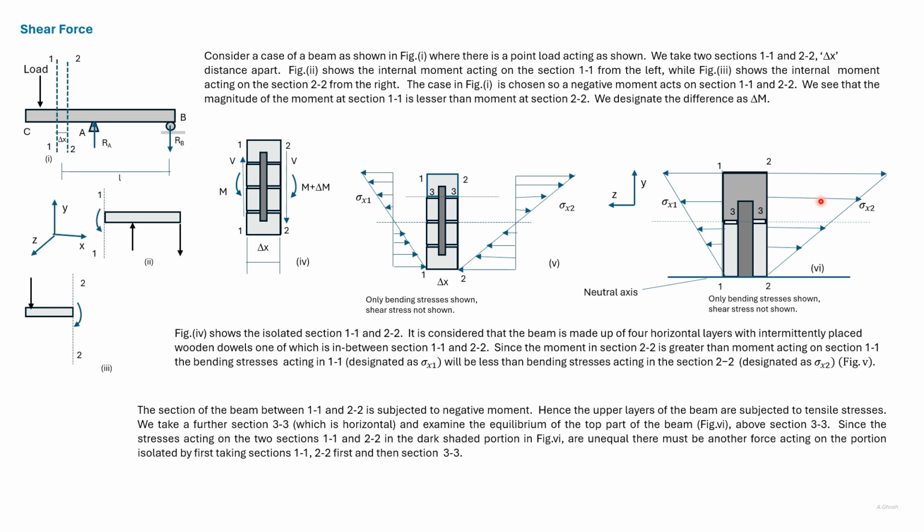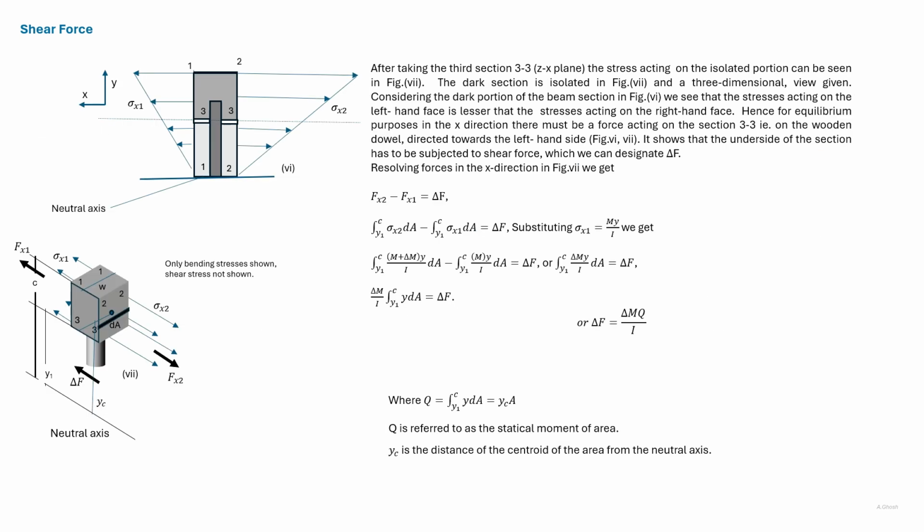Since the stresses on the right side are larger than the stresses on the left side, the force acting on the right side overall will be larger than the force acting on the left side. So for equilibrium, the dowel will have to withstand a shear force. We earlier mentioned that the force on this side of this dark shaded portion will be greater than the force on this side. So the dowel must carry force.